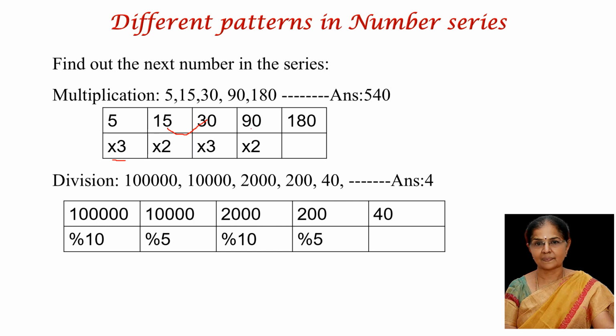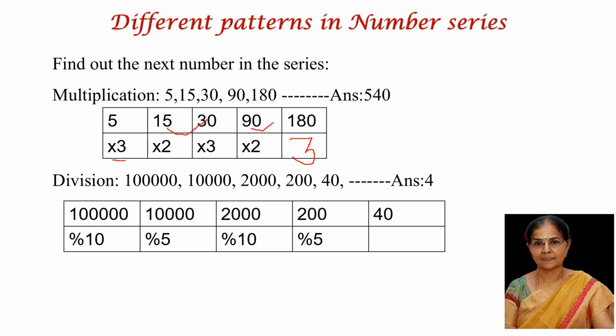And how does this 90 become 180? Multiplying by 2. And see here, there is a pattern. The multiplication is by 3, 2, 3, 2. Then what is the number in the series? 3. So you are multiplying in your sequential order. First by 3, then by 2. Again by 3, then by 2. Then again it should be 3. 3, 2, 3, 2, 3, 2, 3, 2.